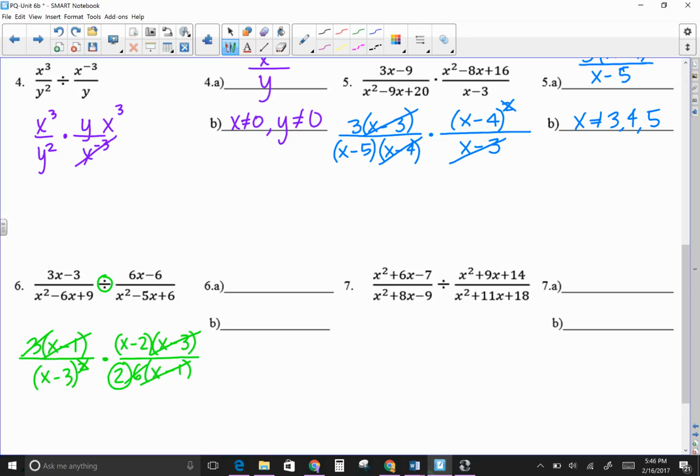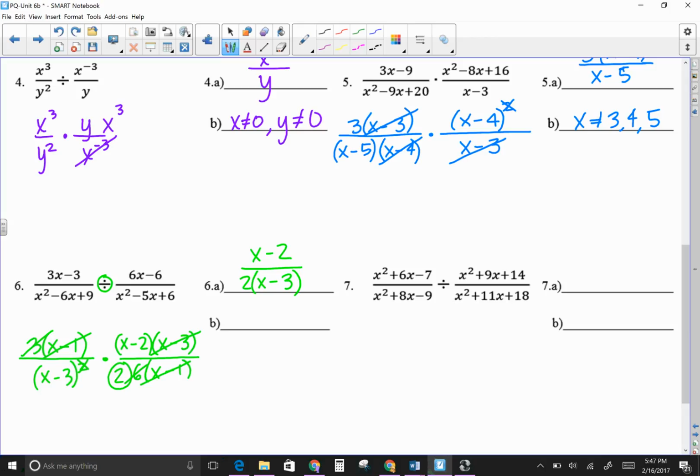So sometimes I circle these things because it's hard for you to see them when you start canceling everything. But what we end up with is on top, we have x minus 2, and on bottom, we have 2 times x minus 3. Okay? If you're thinking about canceling, that is a term. It is part of this subtraction problem. So these two things, this is a factor, but that's a term, so they cannot cancel.